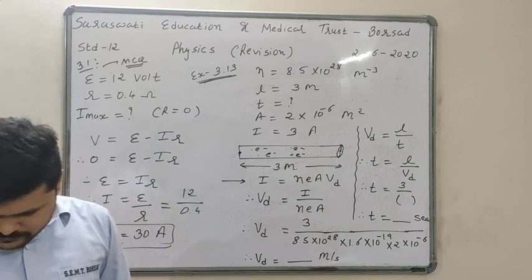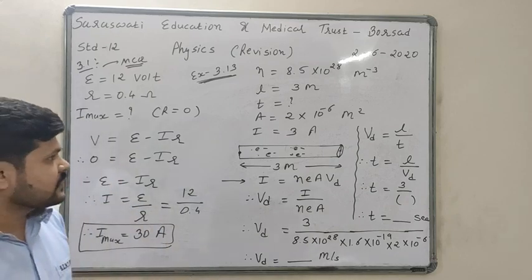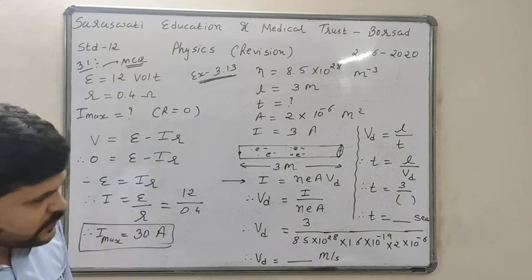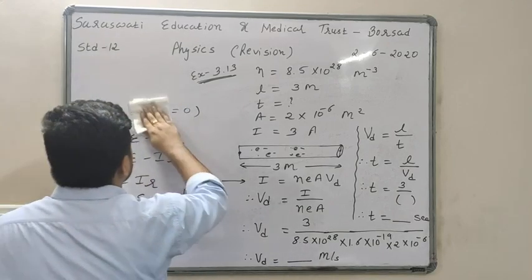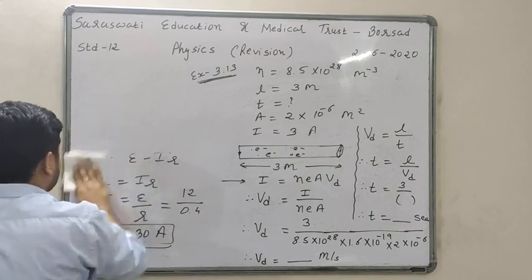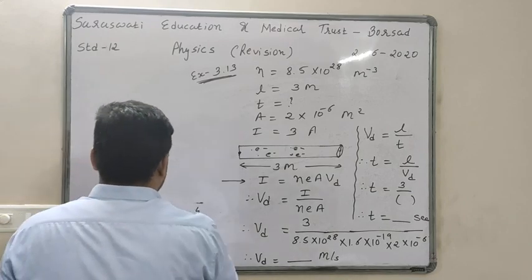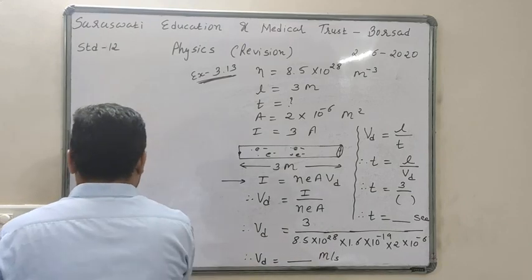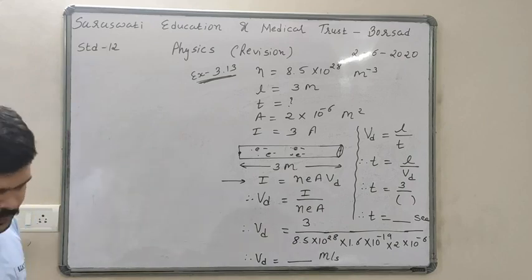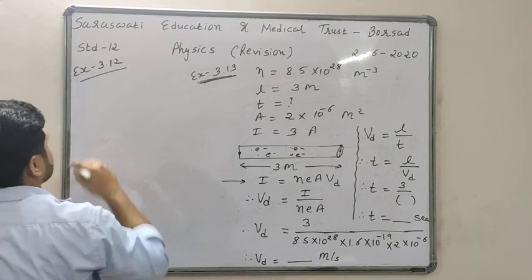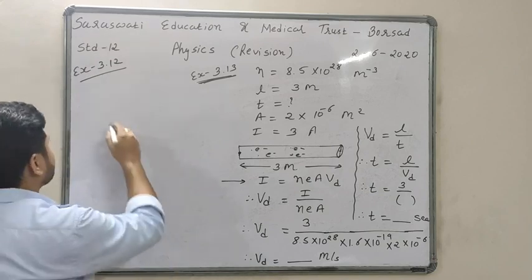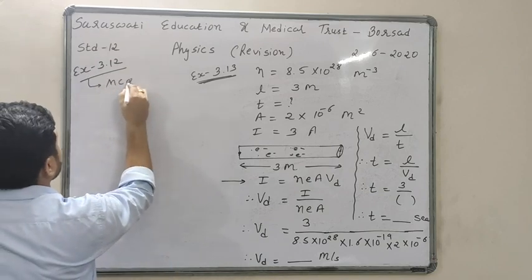Now we will do exercise number 3.12, that is of potentiometer. Very easy example. Again, that can be asked in MCQ.